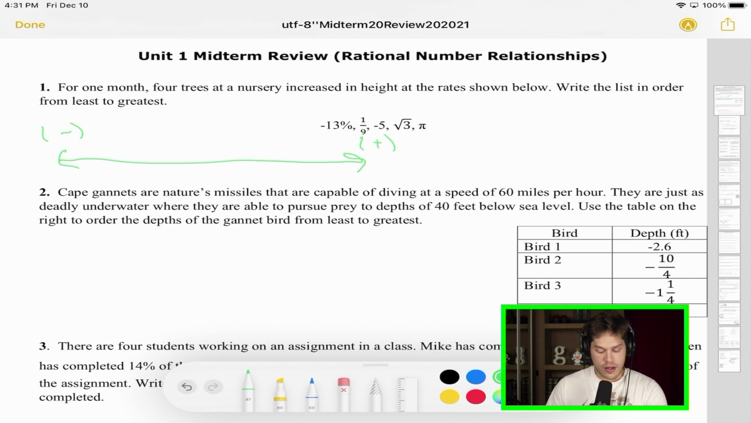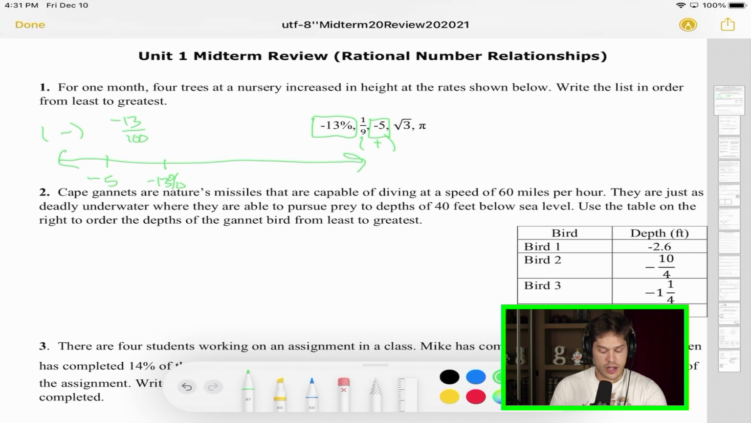So our negatives, we have a negative 13% and negative 5. So which one is smaller or least or more negative? Well, negative 5 is going to be least, as remember percents are over 100. So we can think of this negative 13% as negative 13 over 100. And this number is negative, but it's really close to 0. So we're going to have then negative 13%.